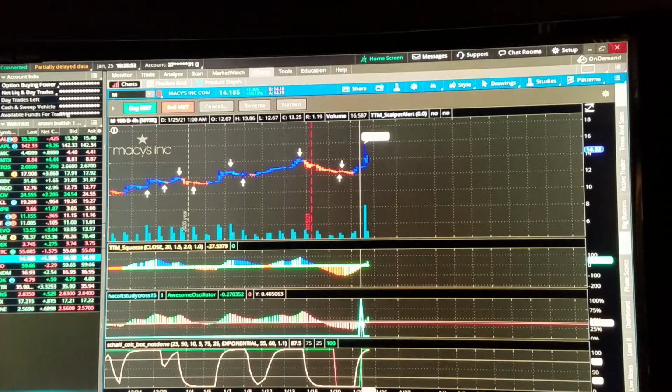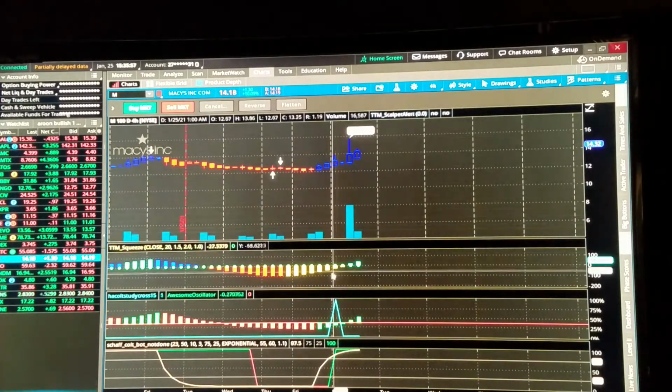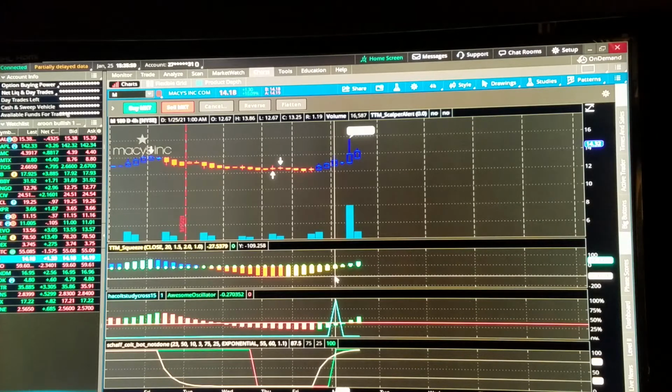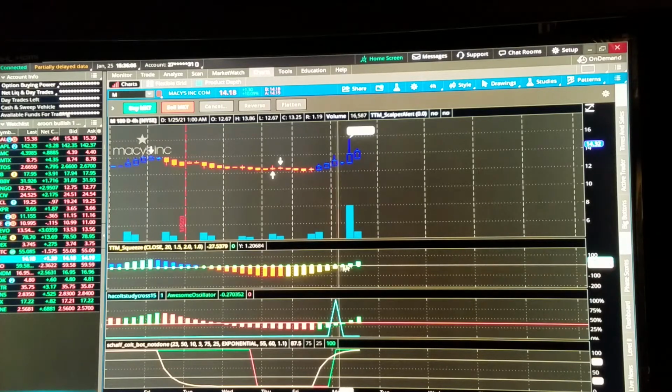I think we might have been a little late on it. We didn't catch that one, although it did happen today. We just didn't catch it quick enough. And it happened right at the end of the squeeze, the price went up.